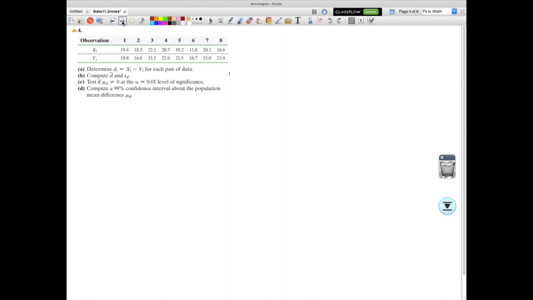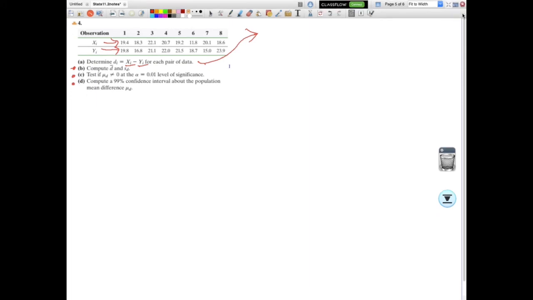So in number 4, which is very similar to your homework problem number 3, it asks us to do a handful of things. First things first, it's asking us to determine the difference between the set of data. So to find the difference between x and y, we're going to subtract here from here. Now I'm anticipating having to find the mean and the standard deviation and do a hypothesis test and a confidence interval. So I'm actually going to take a second and put this into my graphing calculator.